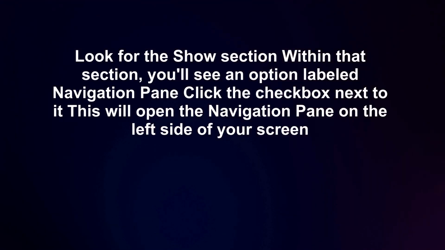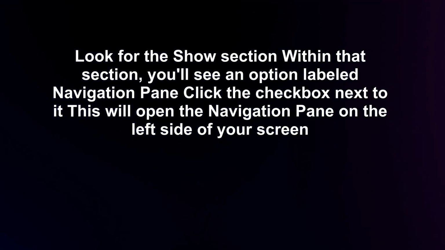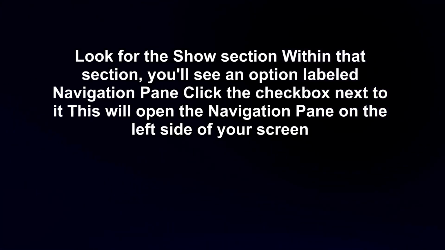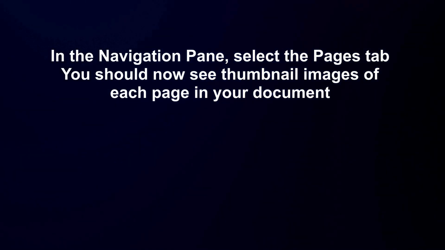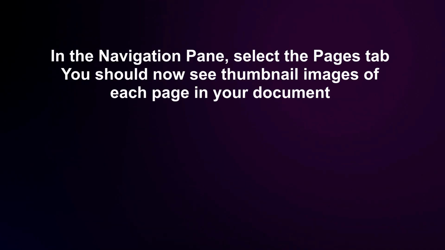Within that section, you'll see an option labeled Navigation Pane. Click the checkbox next to it. This will open the navigation pane on the left side of your screen. In the navigation pane, select the Pages tab. You should now see thumbnail images of each page in your document.